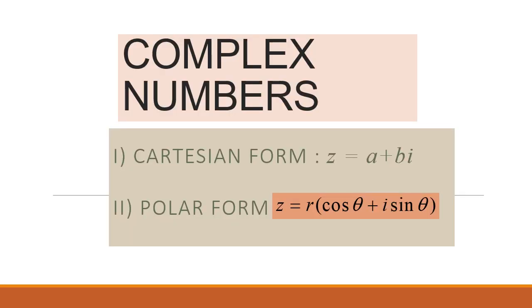Okay, a complex number can be written in two forms. The first one is Cartesian form, which is z equal to a plus bi. And the second one is polar form, z equal to r multiplied by cos theta plus i sin theta. So how can we write a complex number in polar form?